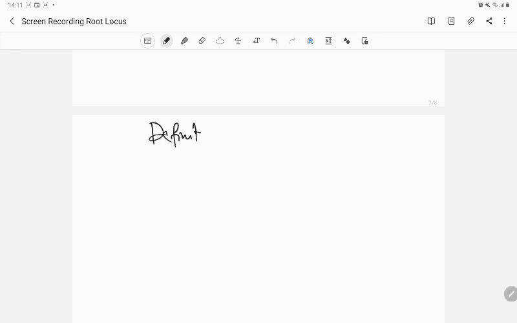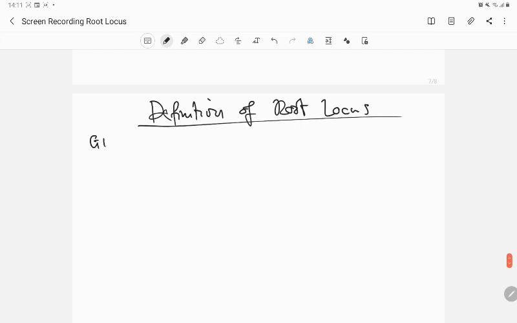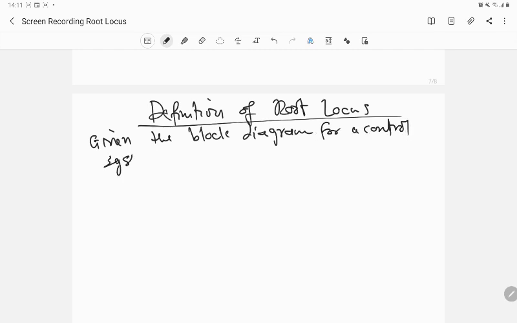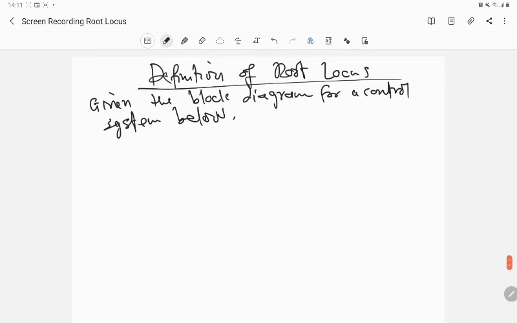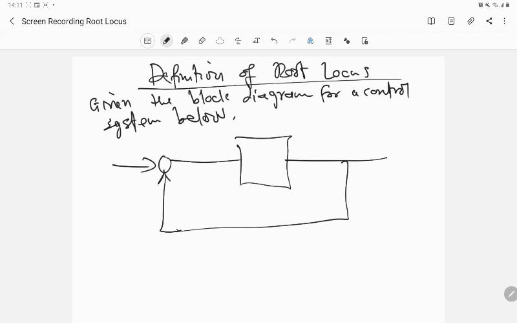Definition of root locus. Given the block diagram for a closed loop control system below, it's a unity feedback system with a pure gain K1 and another block K2 over S into S plus 10.